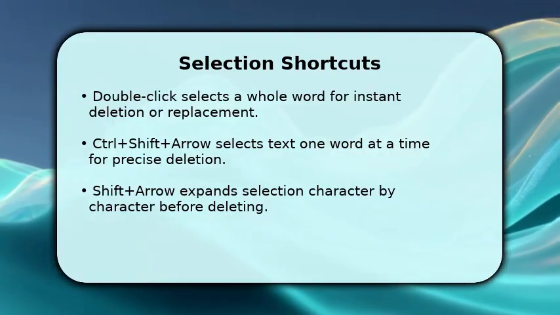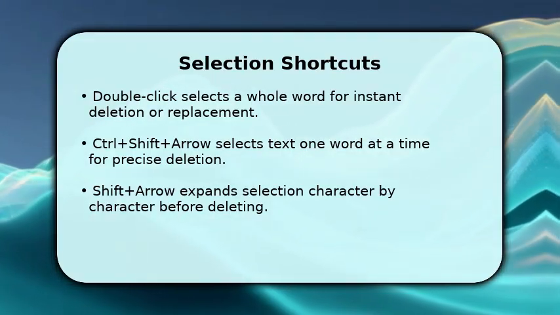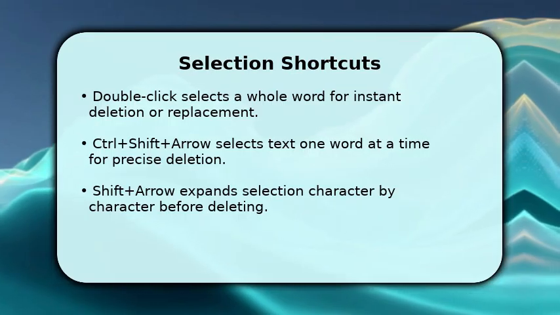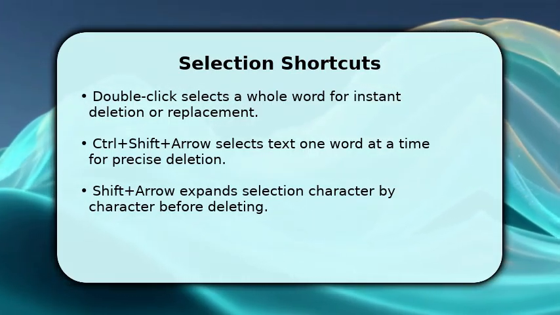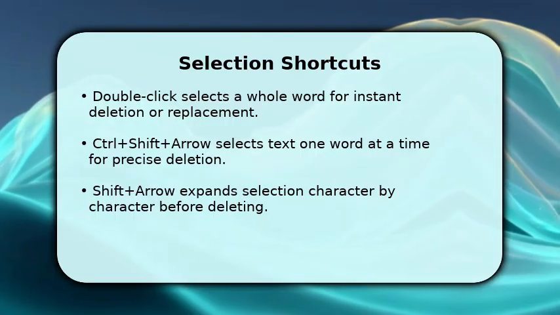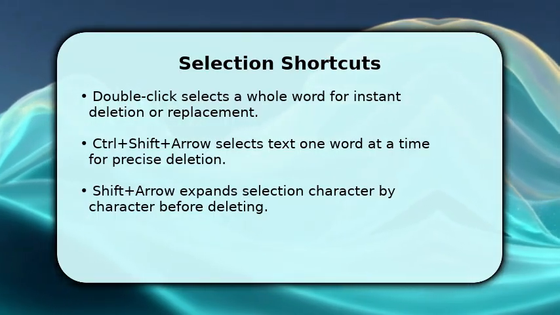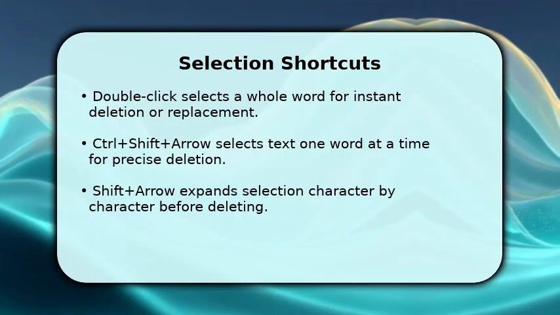Double-click a word to select it immediately for deletion or replacement. Hold Shift and use arrow keys to expand character-by-character selection before deleting. Hold Ctrl and Shift, then press arrow to select text one word at a time precisely.